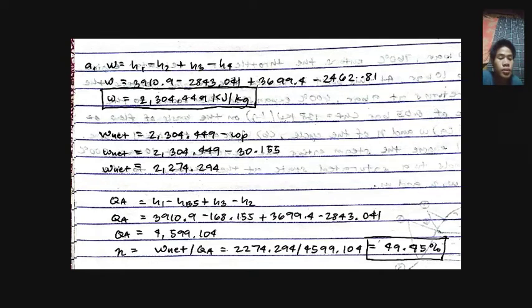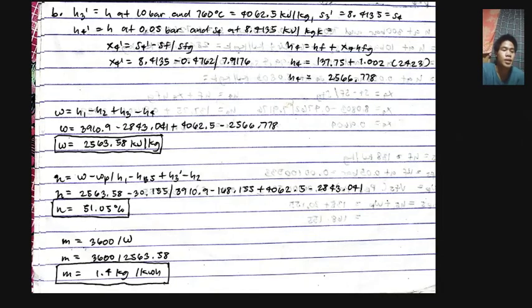Its value has been obtained, so WN value is 2274.294 while QA is 4,599.104, and by calculating it, N equals 49.45%. Next, B. Getting the value for H3, H4, so formula for that, W equals H1 minus H2 plus H3 minus H4.